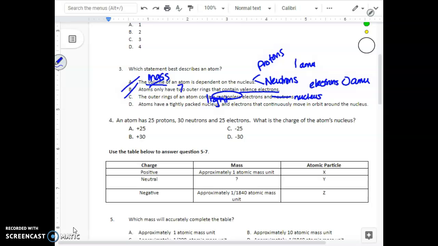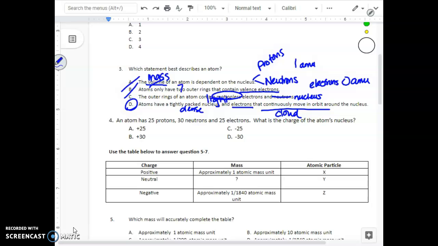Atoms have a very tightly packed nucleus and electrons that continuously move in orbit around the nucleus. So those electrons are in the cloud and are called the cloud because they're moving at the speed of light. And yes, their nucleus is very, very densely packed, as in that video that we had seen.